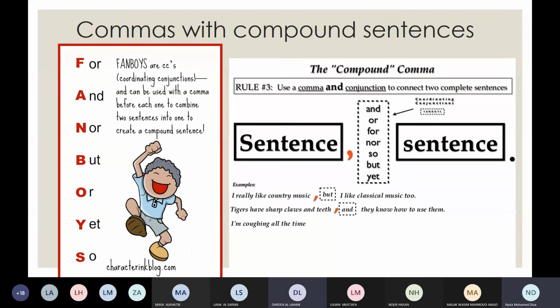It's a coordinating conjunction. Excellent. And where do I add the comma? Before it. Excellent. Excellent, dear.